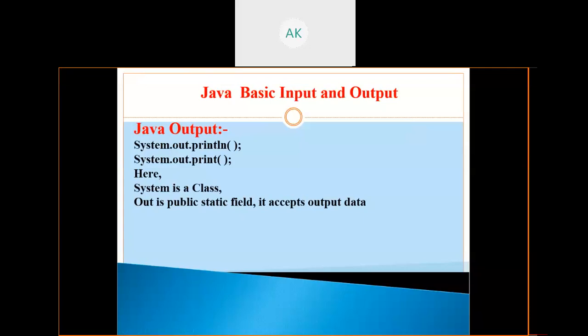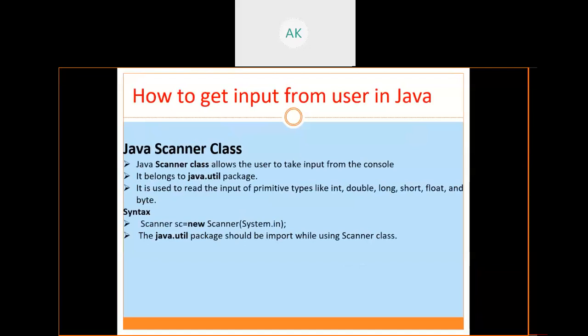So whenever I want to print something on the output screen, we are supposed to use the Java output functions, and we can use either of them: system.out.println, or system.out.print, or even sometimes system.out.printf. That is absolutely your choice, depending upon the particular scenario in which you want to use that function. Then the next and very important thing: how to take the input from the user in Java.